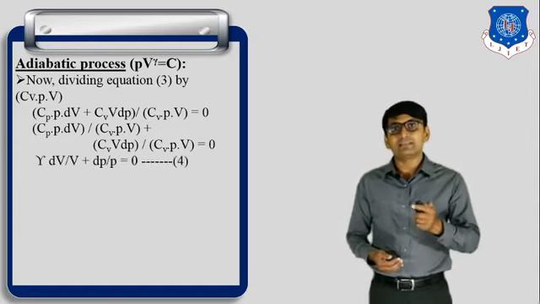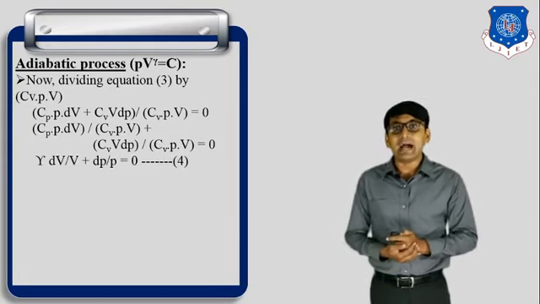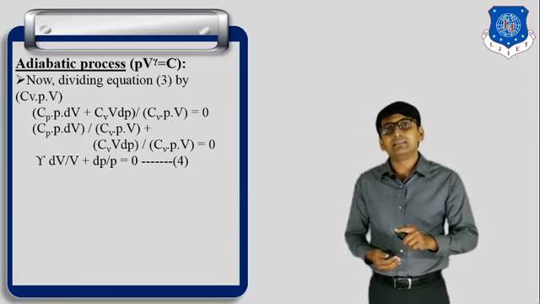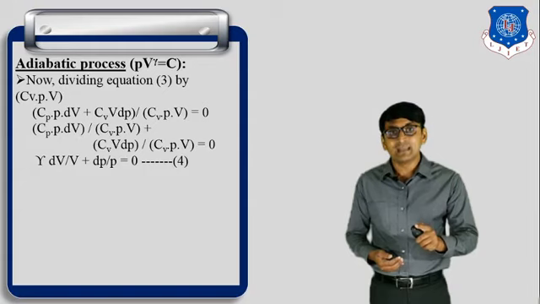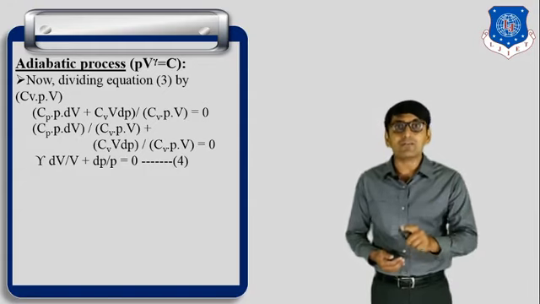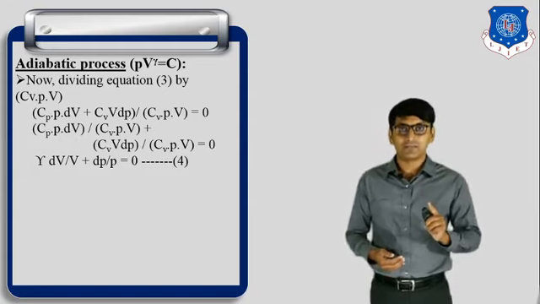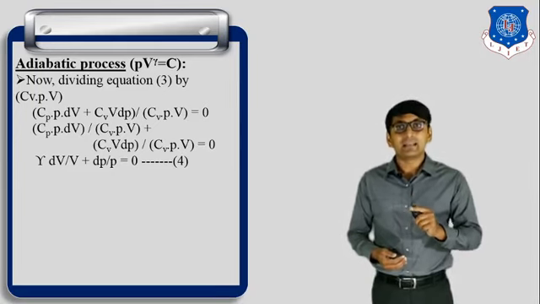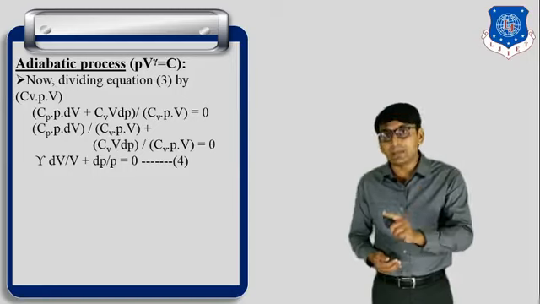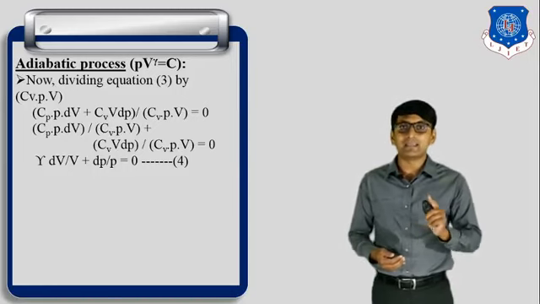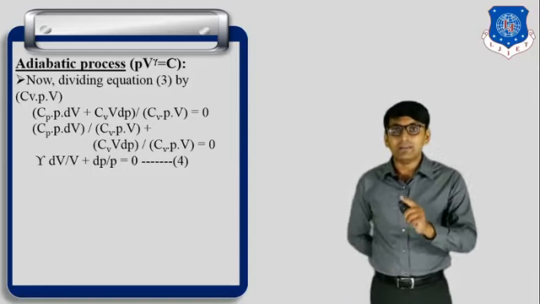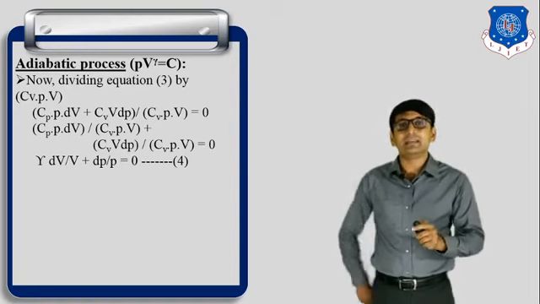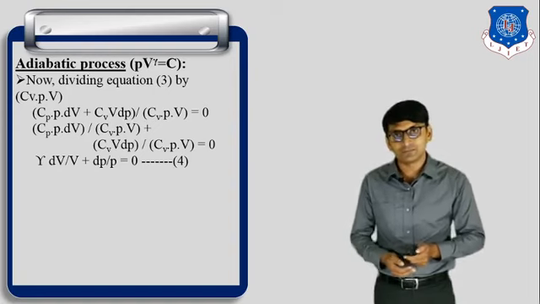So from the above step we get gamma dV by V. What do we mean by gamma? That is the adiabatic index, and gamma is equal to Cp by Cv. So from the above step, we place gamma in place of Cp by Cv, and P cancels. So gamma dV by V plus dP by P is equal to 0. That is equation number 4.